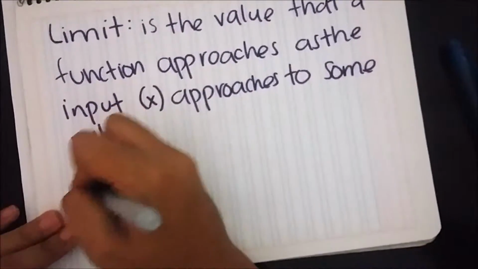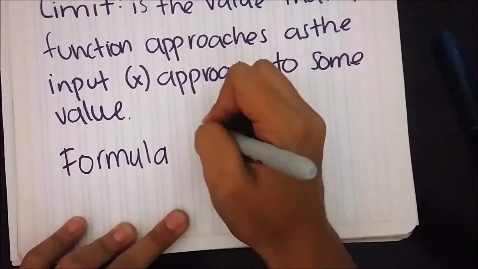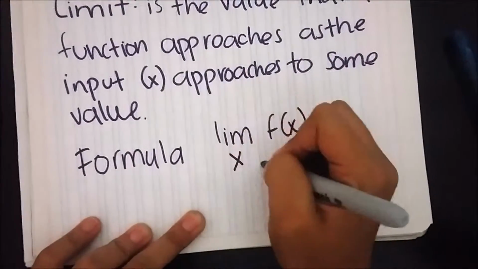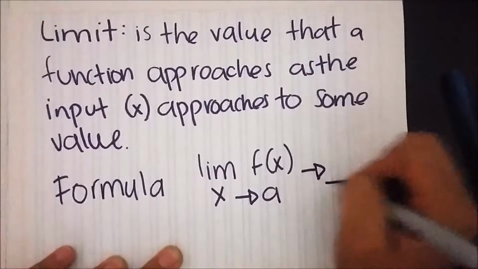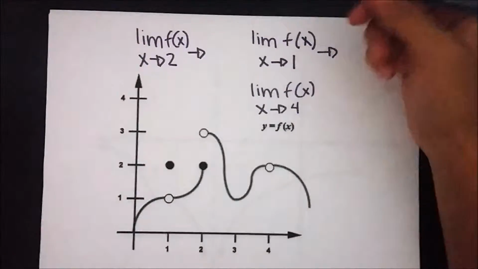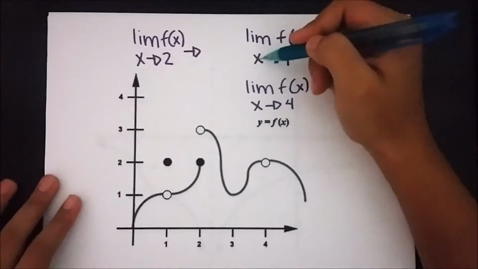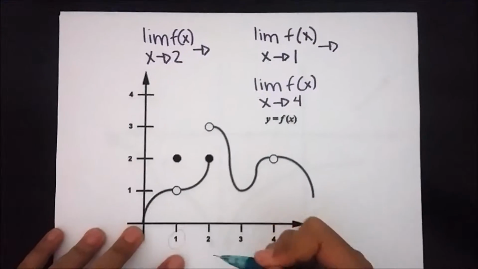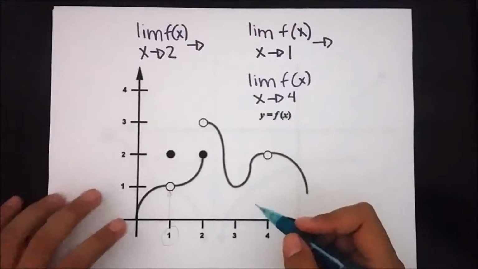The basic formula for the limits is the limit of f of x when x approaches a. Now we have an example in a graph. For example, we have the limit of f of x when x approaches 1. Now we take the value of 1 in x and look for the value that approaches in the y-axis.